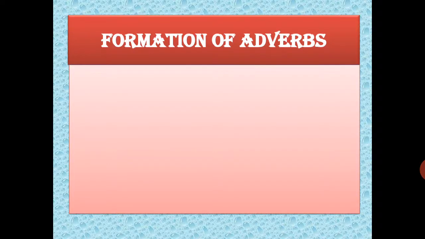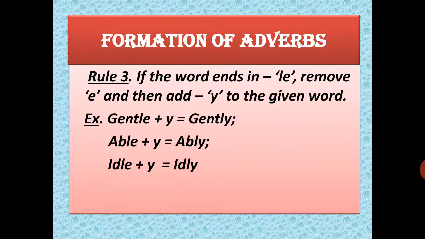Now talking about the third rule, that is, yes, if the word ends with le, what I will do? I will remove e from the last and then add y to the given word. Like for example, gentle. It is ending with le. So I will just remove the e at the last and I will add y. It will become gently.